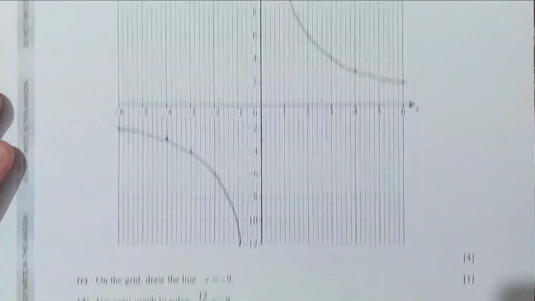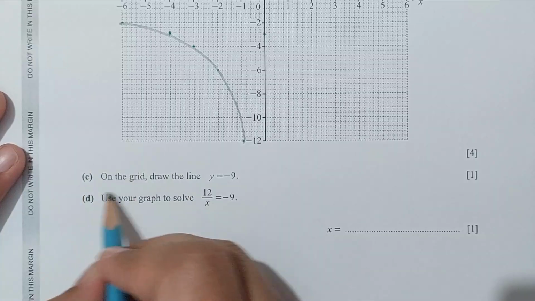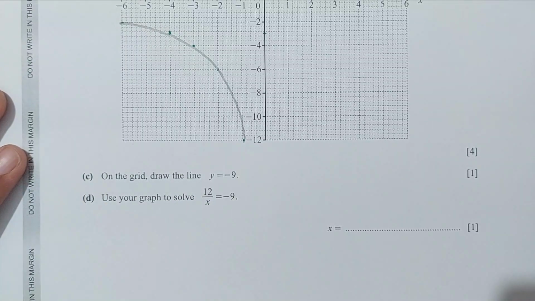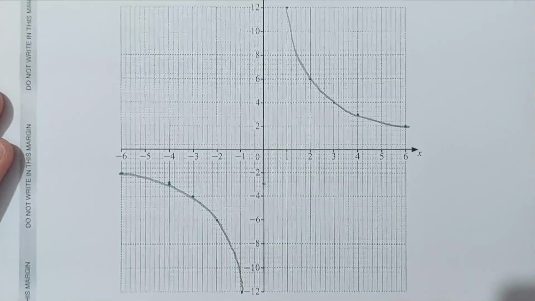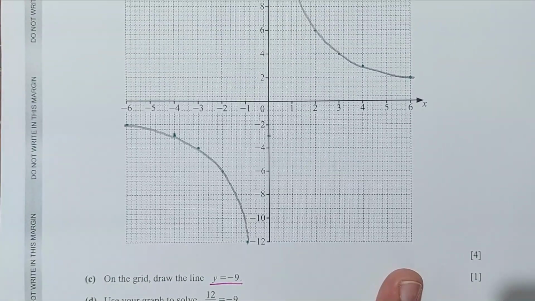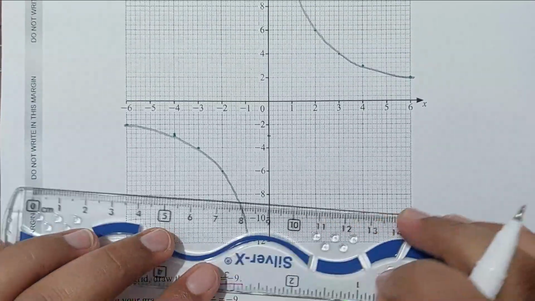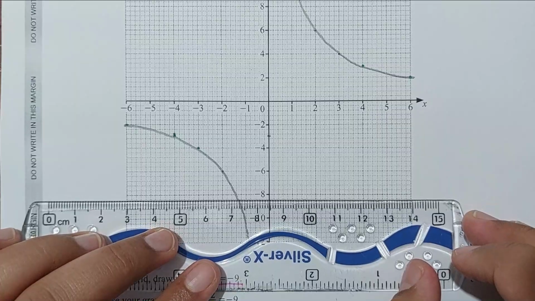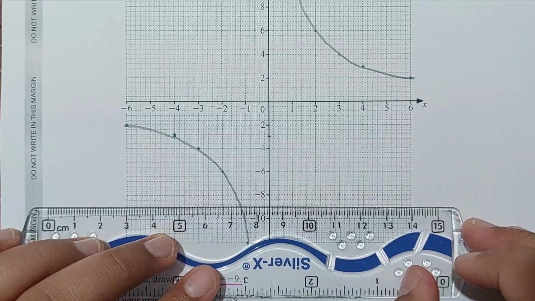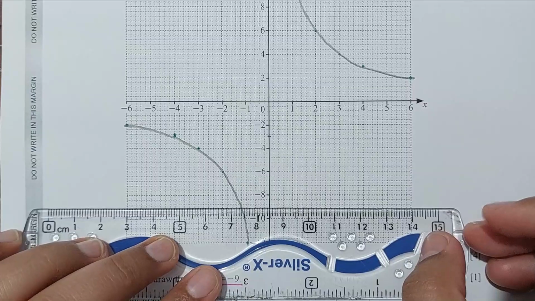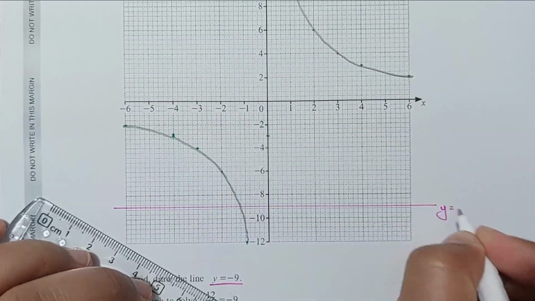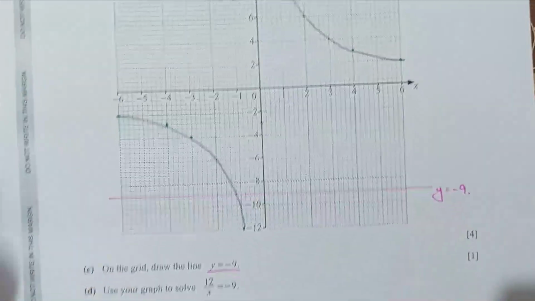That's the shape. Part C, on the grid, draw the line y equals negative 9. Okay, where the y value is negative 9. Here y is negative 8, 1 block, 2 block, and in the middle, y equals negative 9. This is the line y equals minus 9.